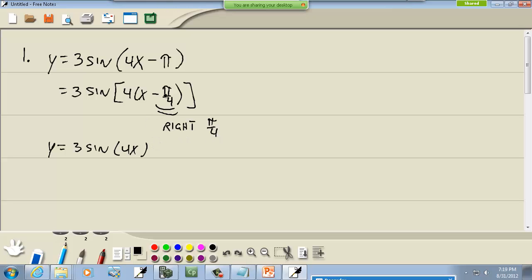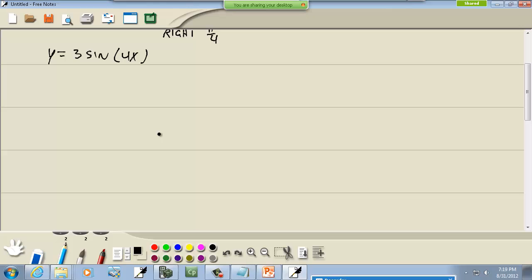So let's take a look at this graph. Well, our amplitude is the absolute value of 3, which is 3. So it's going to bounce back and forth from negative 3 to 3. And our period is going to equal 2 pi over b. Well, b is the number that's before our x, which is 4. So this will be 2 pi over 4, or pi over 2.